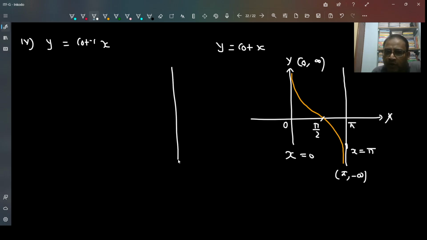So now we are going to draw the cot inverse x function. Then after that we will write everything. Here you notice that the domain is 0 to pi and the range is minus infinity to plus infinity.